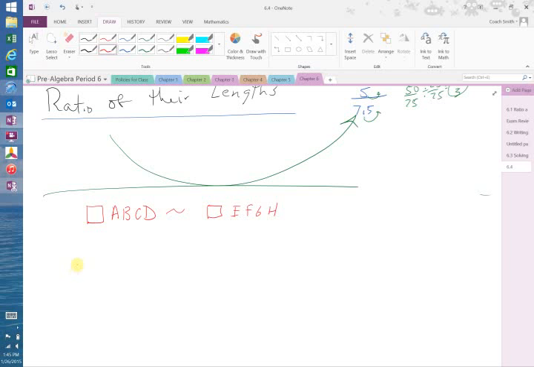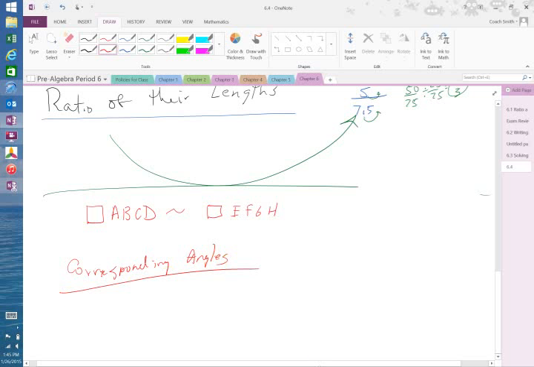So if I want you to list the corresponding angles, and this is where I think some of you were asleep a while ago and weren't really paying attention to what I said. That's why I'm doing another example. I'm not going to draw the picture. What are the corresponding angles for square ABCD that's similar to square EFGH?